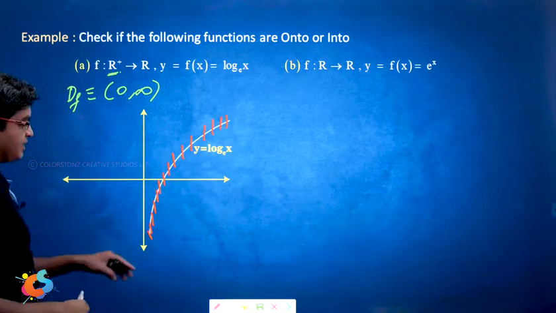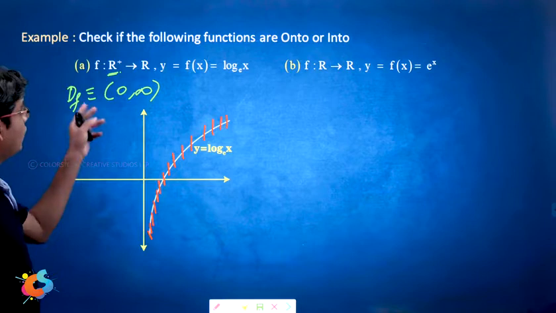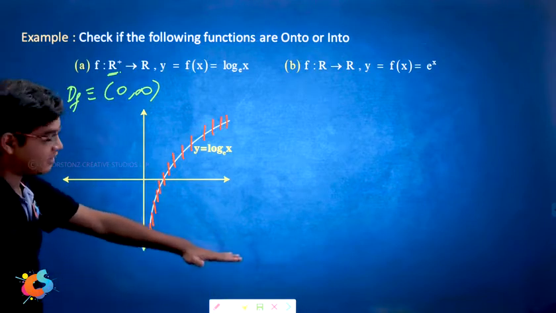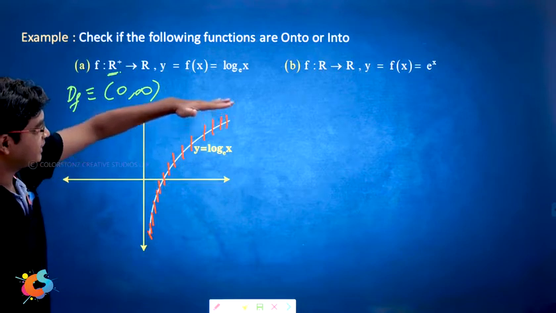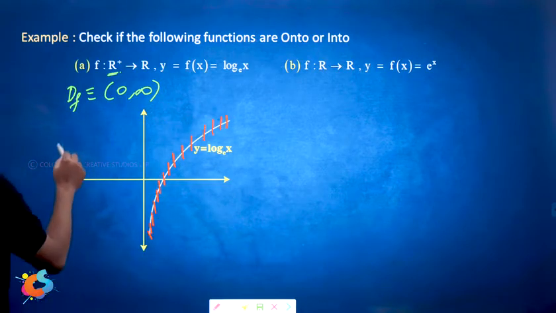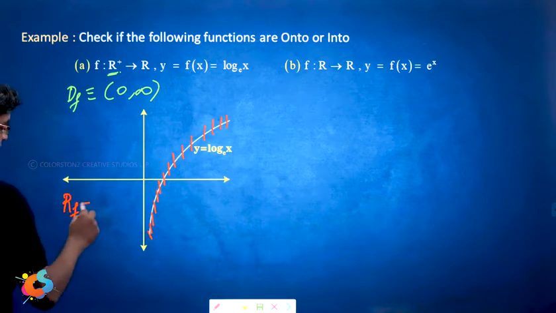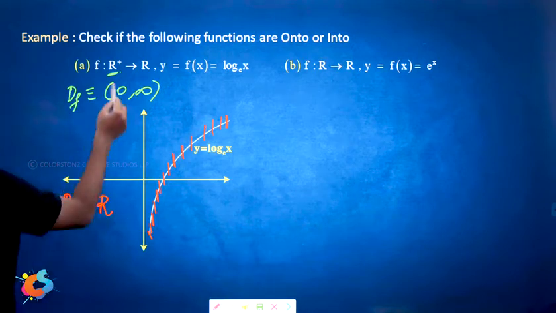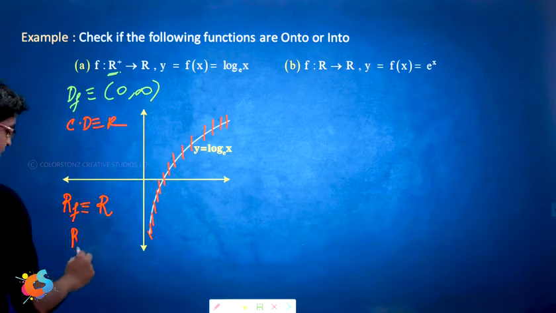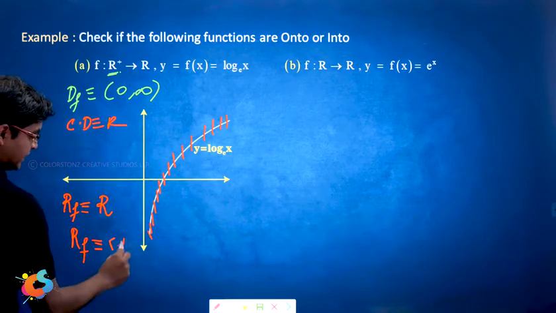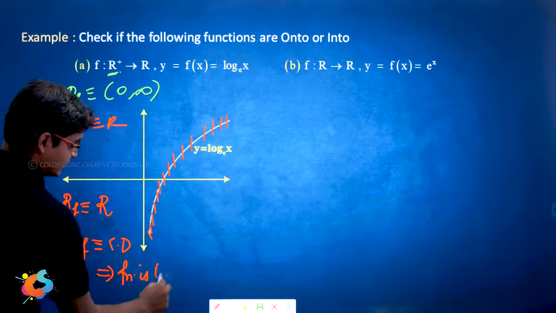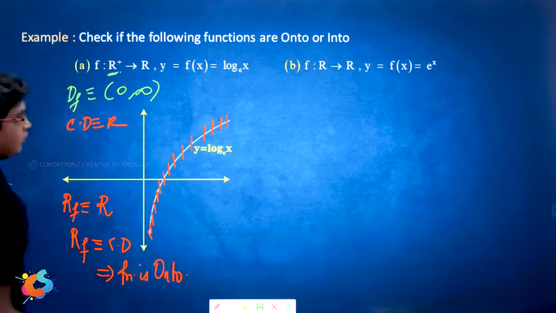Okay, so for the shaded part of the graph, what are the output values? The output values start from minus infinity to infinity. There is no y value which is missing. So therefore, the range of the function is all real numbers. What was the codomain? All real numbers. So the range is equal to the codomain set, which implies the function is onto. Got it?